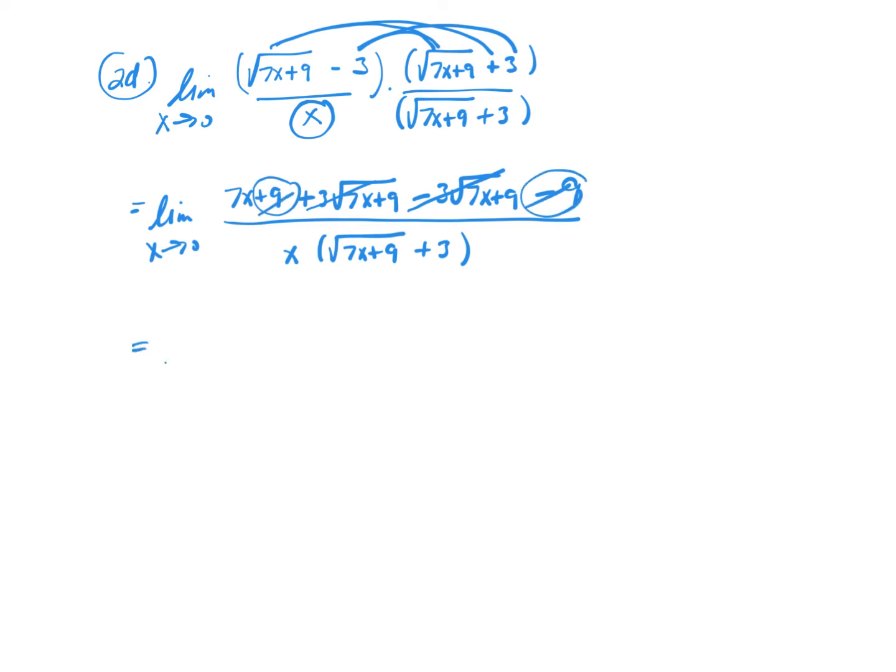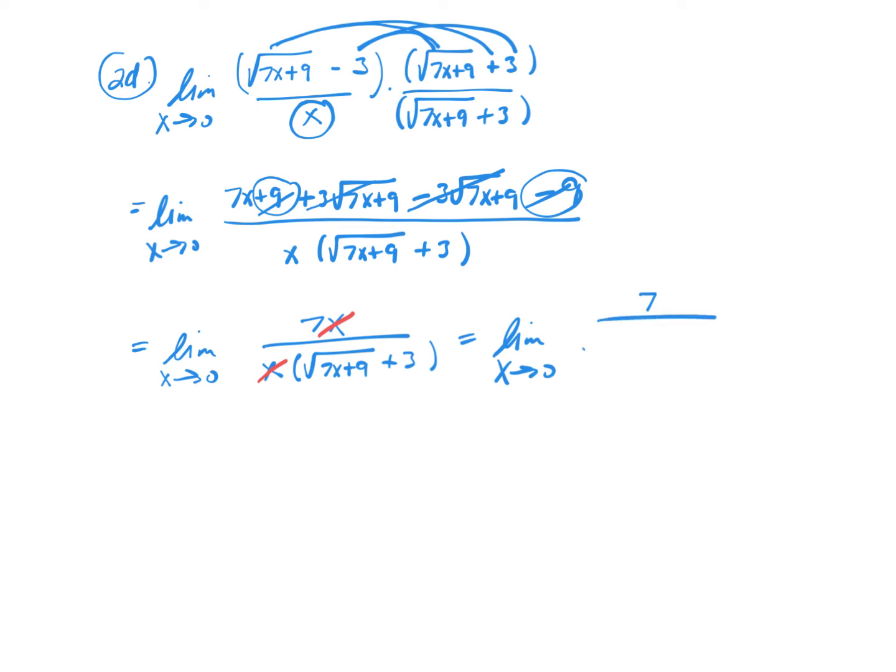So as I mentioned, we're trying to get to a point where we can divide that discontinuity out. And notice we now have an x in the numerator and an x in the denominator. So we have a common factor. Okay, so this x and this x will divide. And now we're left with the limit as x approaches 0 of 7 over the square root of 7x plus 9 plus 3. And now you're ready for some direct substitution.